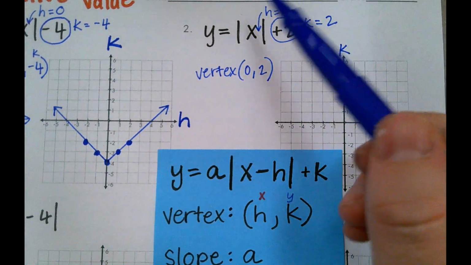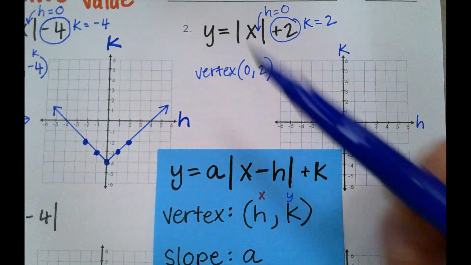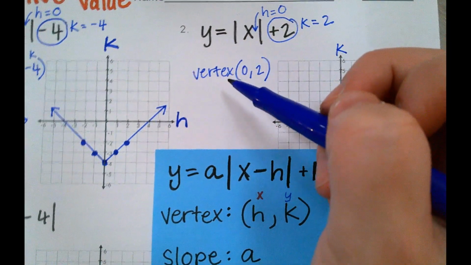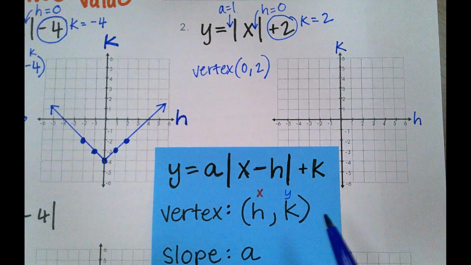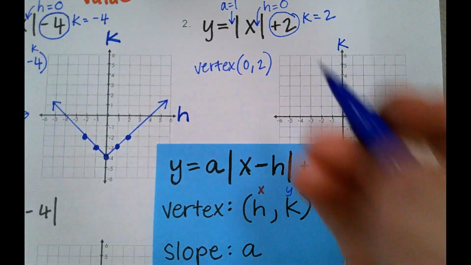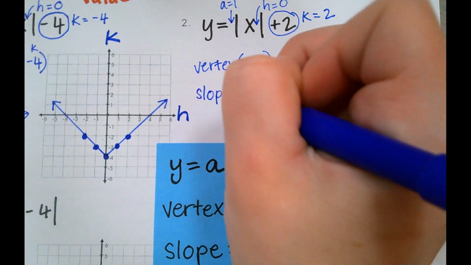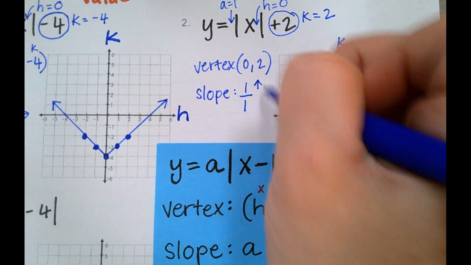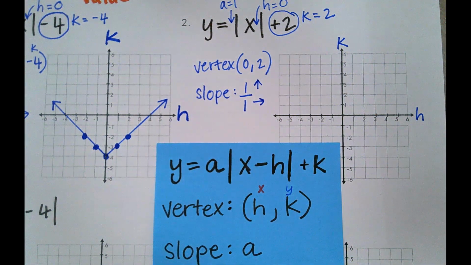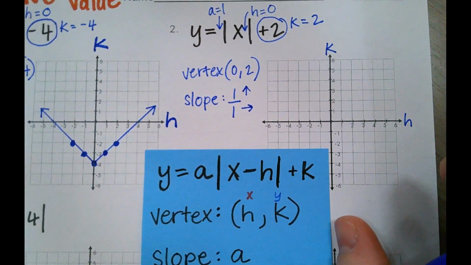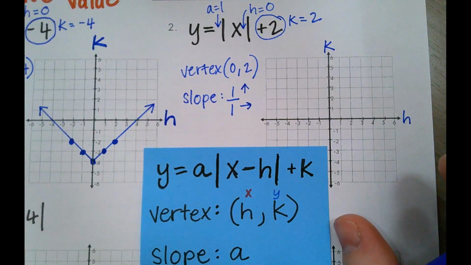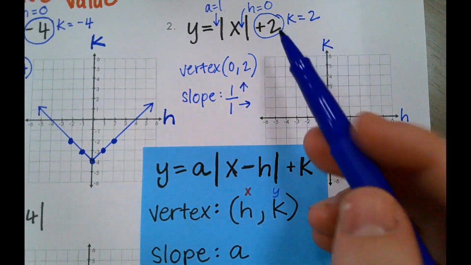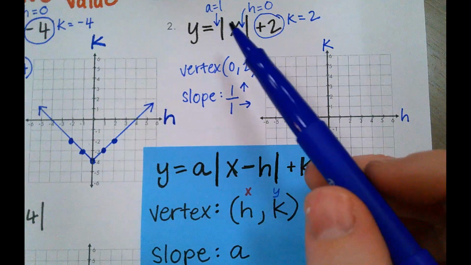Now, do I have a number for A? If there's no number, A is 1. So what would my slope be? 1 over 1. Good. Up 1 over 1. Quick question, Trevor. Is our slope always going to be 1 over 1, or is that just how it is when we're using A to make 1? When there's no number for A, it will always be 1 over 1.